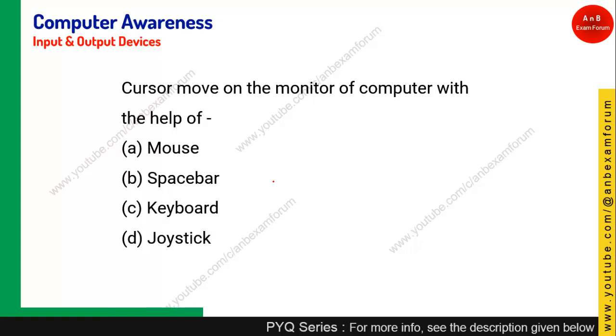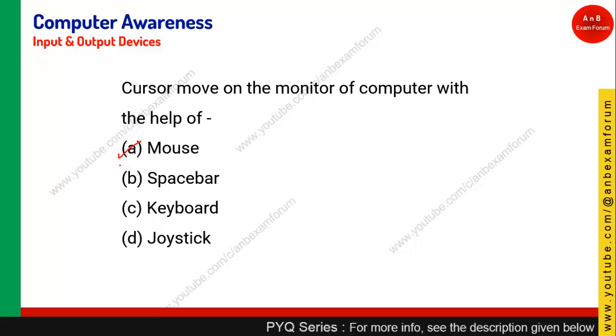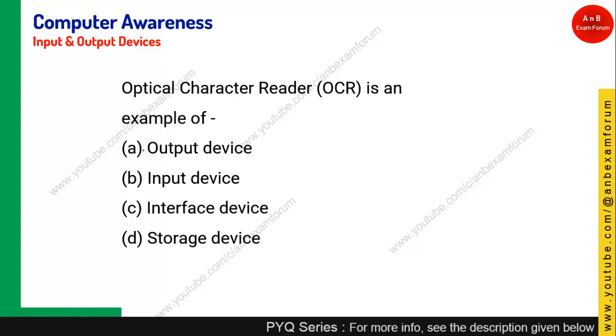Let's see the next question. Cursor moves on the monitor of a computer with the help of, very easy one, as you know, we can move the cursor only with the help of a mouse. So those who have given option A, mouse, well and good, they are very computer savvy.